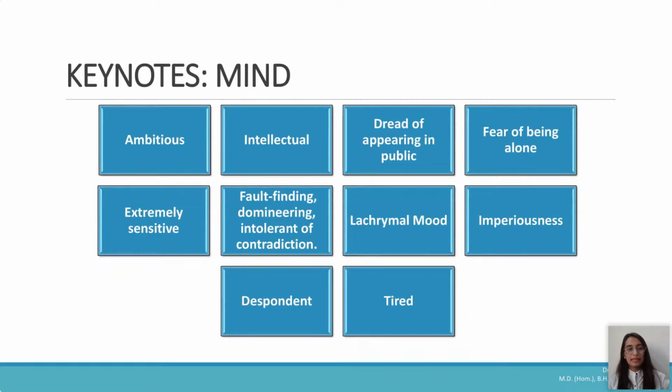Now we will be seeing the keynotes of the mind first. The first point that I have mentioned: ambitious. I think now you can correlate it with what I tried to explain by showing that plant image. Lycopodium individuals can do anything to achieve what they want. They are definitely hard workers. We cannot deny the fact that they work hard. They can do anything to achieve a position, to achieve a rank.